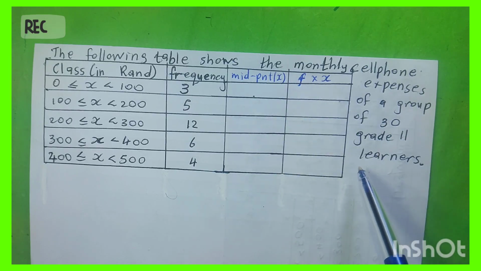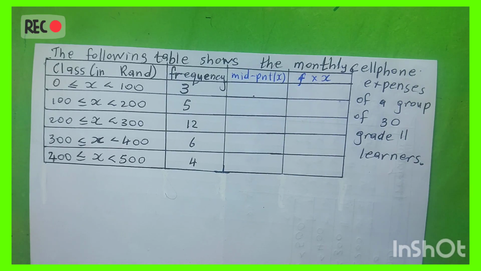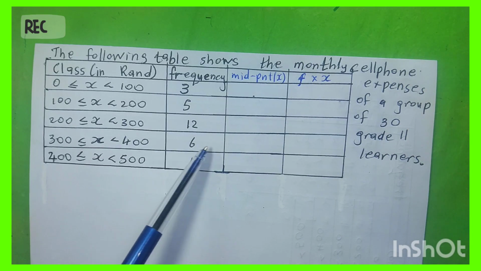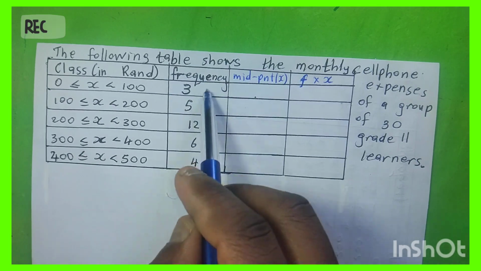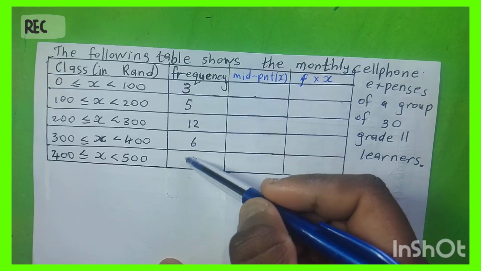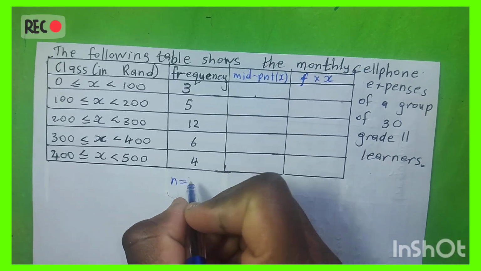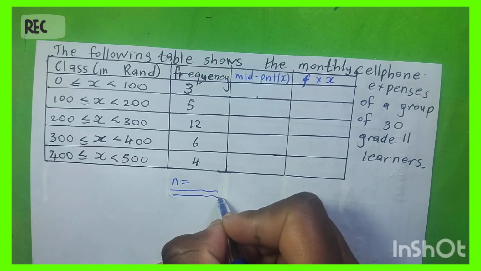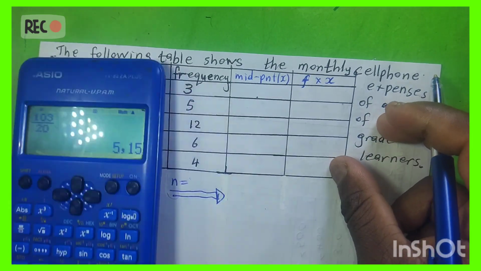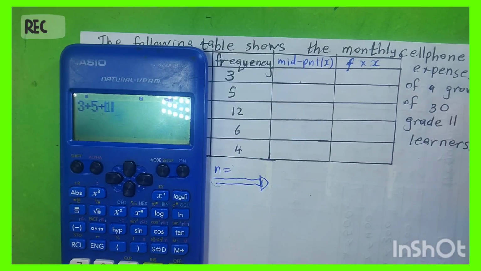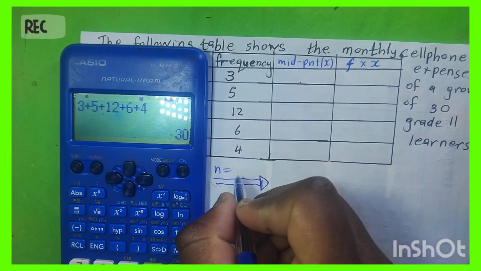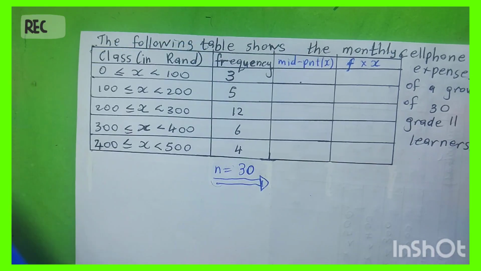I won't be explaining in depth what all that means. What I want you to understand is the approach. Here you have your intervals and here you have your frequency. From frequency, you get the value for n, which is the total number of frequency. For that, you just add all of those values, this plus this plus this plus this plus this plus this. So I get 30 as the final answer.